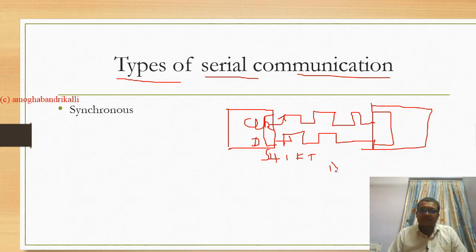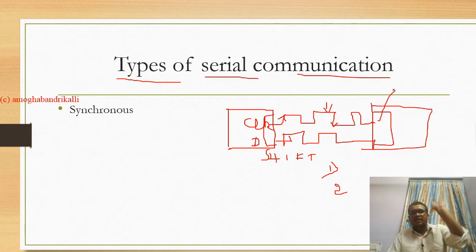Here again we have three types: rising edge, falling edge, and level trigger, based on the sensitivity we have set. If set for rising edge, the data changes at the rising edge. If set for falling edge, the data changes at the falling edge. The third one is level trigger. So we have shift registers to transmit and receive.